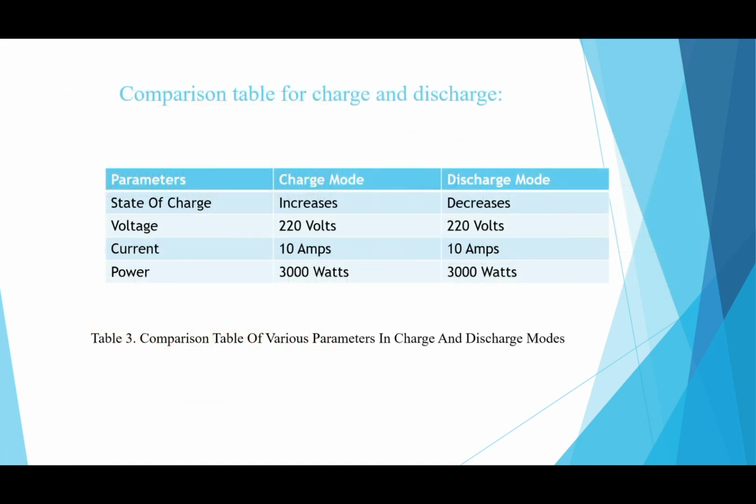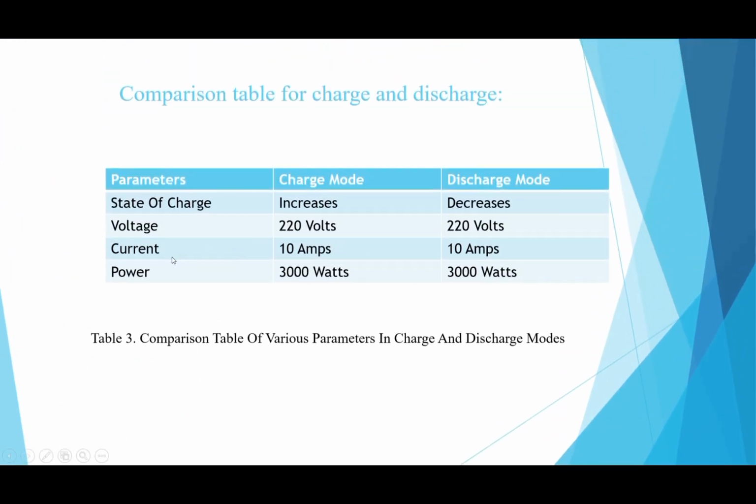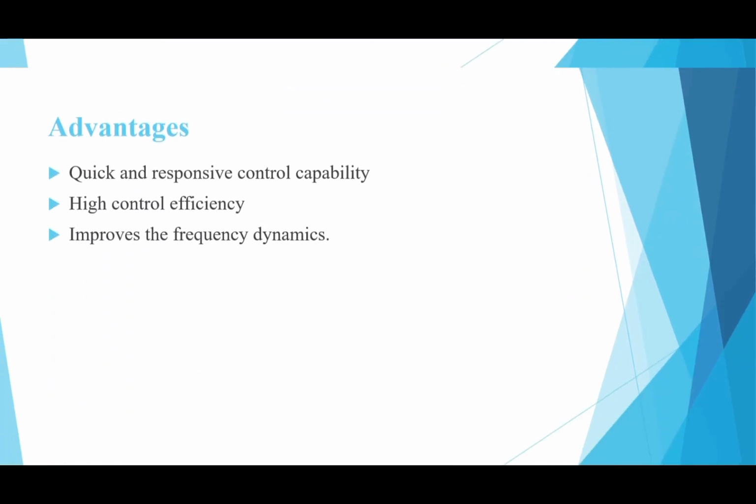Comparison table for charge and discharge. In charging mode, the rate of charge increases and it decreases in discharging mode. The voltage is constant in both charging and discharging mode. Current, power and voltage are constant in both charging mode and discharging mode.